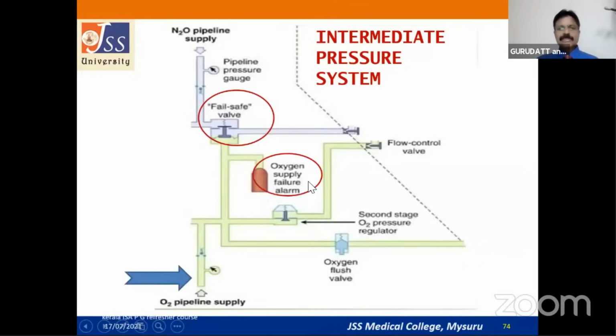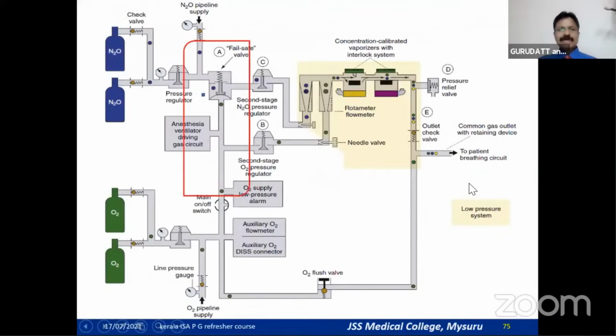and we have the supply alarm and oxygen failure alarms. You have the second stage pressure regulator, which is there only in the case of GE machines. It is not there in Draeger machines. You also have the oxygen flush valve. So these are the parts of the intermediate system. Let me discuss these things. Pipelines, I have already discussed, including the diameter index safety system and the NIST connections. So let us discuss the fail-safe valves.